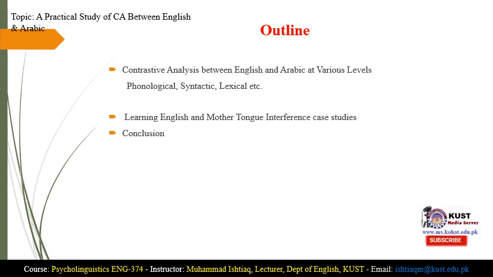Outlines of this topic include contrastive analysis between English and Arabic at various levels, meaning phonological, syntactic, lexical, semantic, and many other levels. We will be covering many different things, not just one level. At various levels we will be doing the contrastive analysis, and after this we will also be focusing on learning English in mother tongue interference case studies.